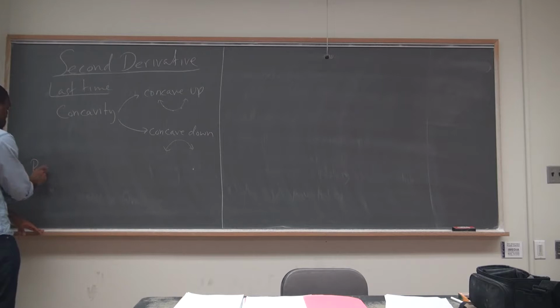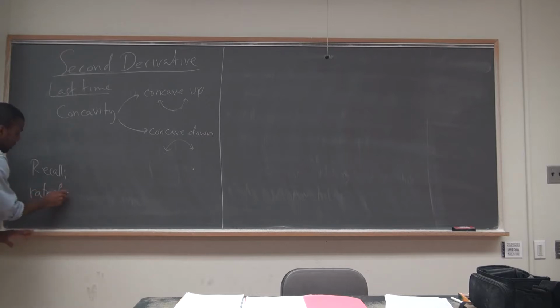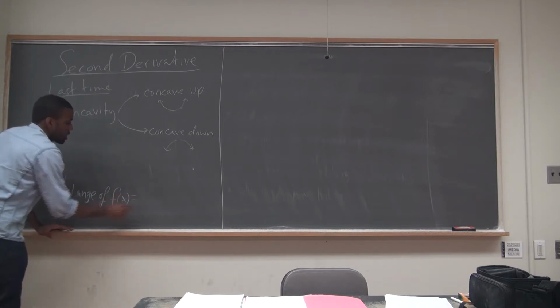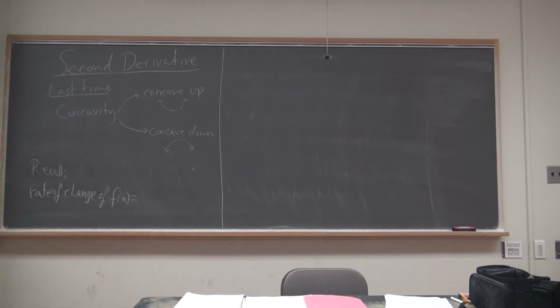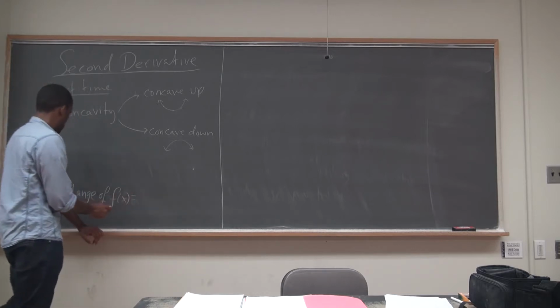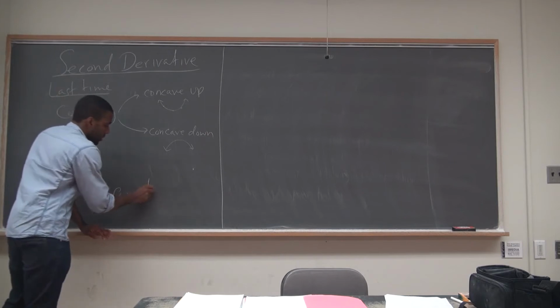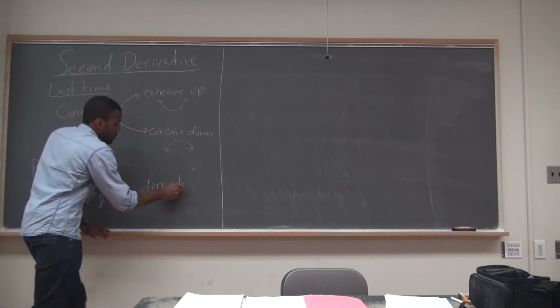So of course we're going to recall something important. If I look at the rate of change of a function, how do we find the rate of change of a function? What does that mean? f of b minus f of a over b minus a. That's the average rate of change of a function, or rate of change in general. What is it? The derivative. The derivative. So the rate of change of a function is the derivative of the function.